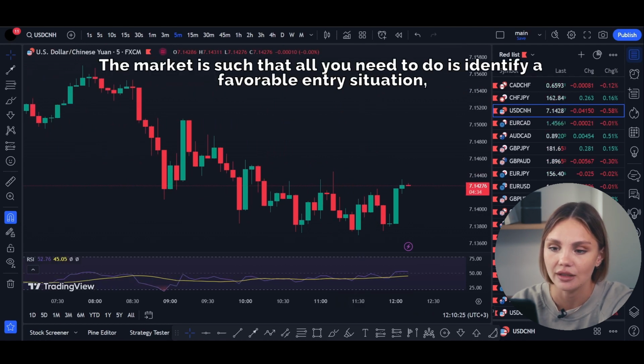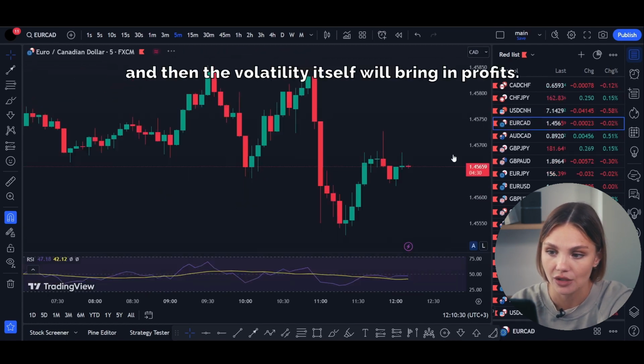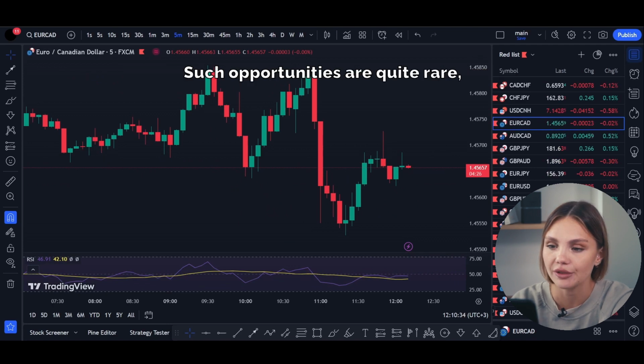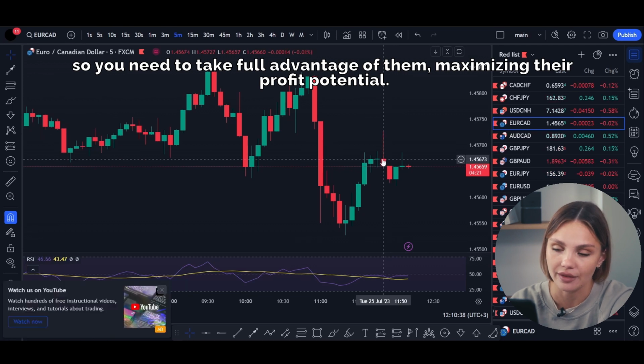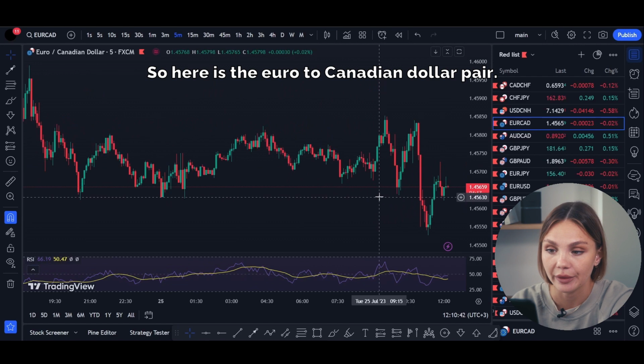The market is such that all you need to do is identify a favorable entry situation, and then the volatility itself will bring in profits. Such opportunities are quite rare, so you need to take full advantage of them, maximizing their profit potential. So here is the euro to Canadian dollar pair.